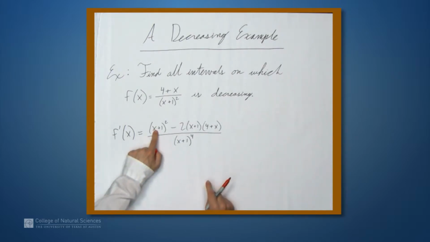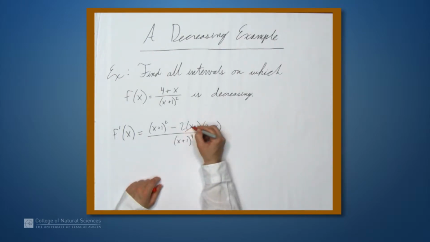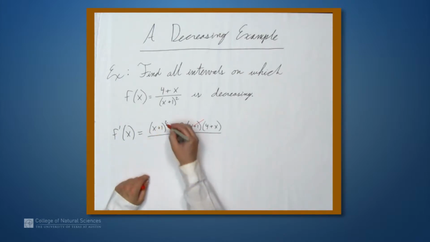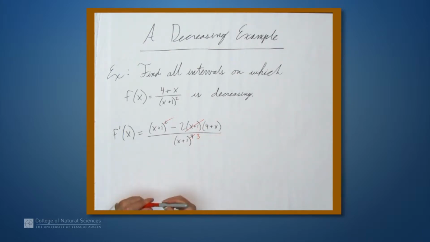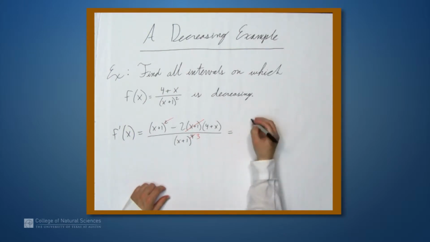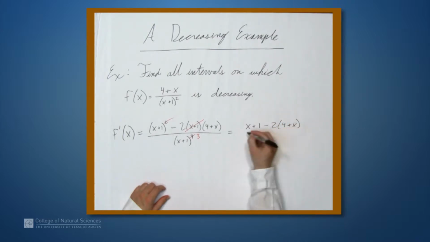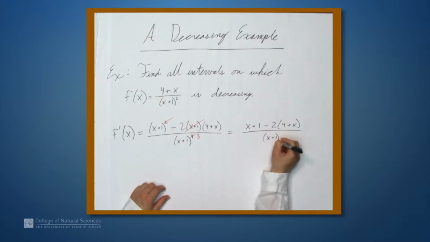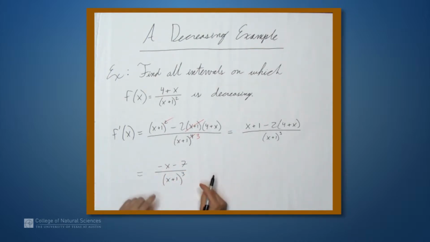Now we can cancel a few things. We have an x plus 1 in both terms in the numerator, and we have x plus 1 to the fourth in the denominator. So this x plus 1 goes away completely. This x plus 1 squared becomes simply x plus 1, and this x plus 1 to the fourth becomes x plus 1 cubed. So we can rewrite this as (x plus 1 minus 2 times (4 plus x)) all over x plus 1 cubed. And if we simplify the numerator, we get (negative x minus 7) all over x plus 1 cubed. So here's our derivative, and we want to find out where this thing is negative. So let's do that on the next page.